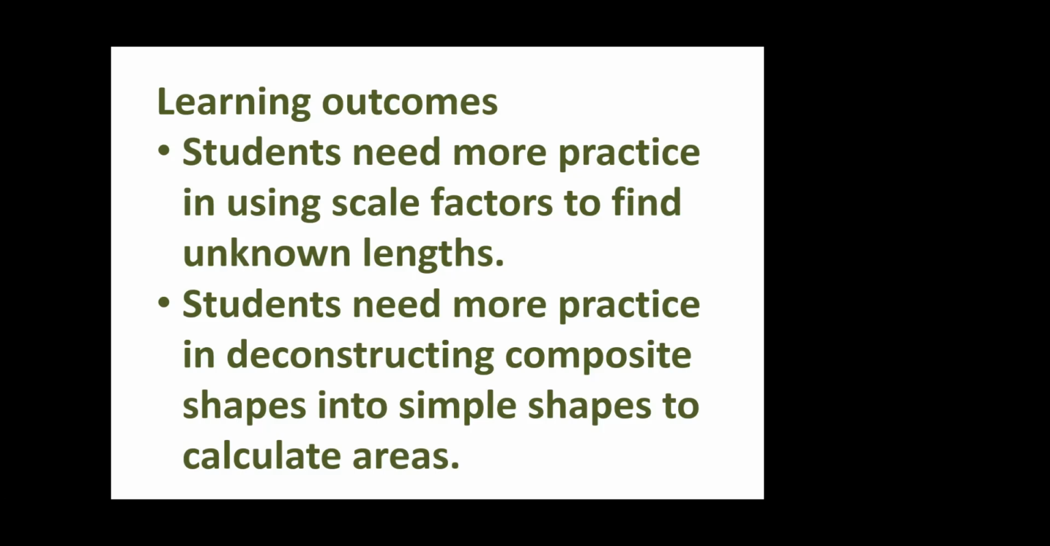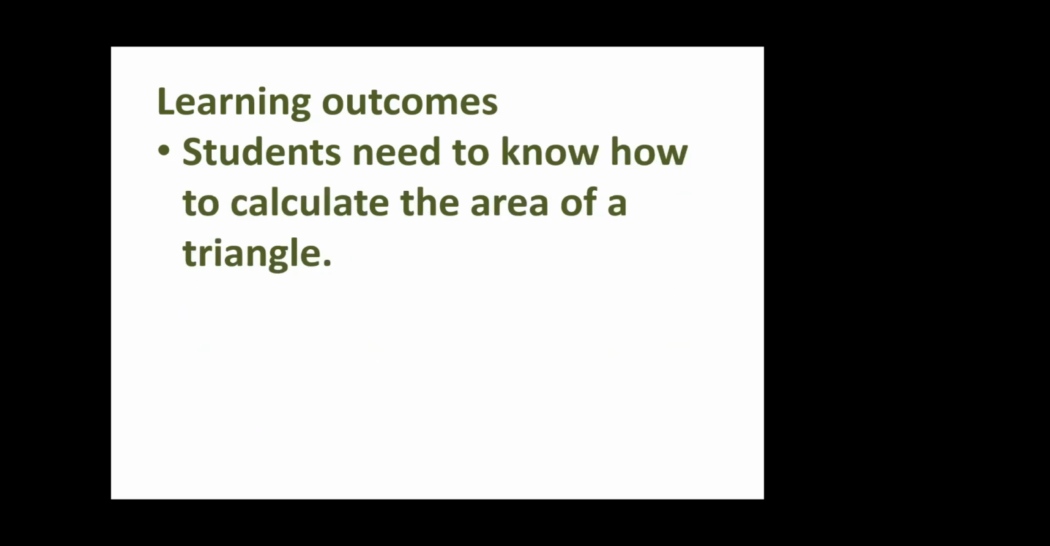They also need some more practice in deconstructing composite shapes, because that was part of the issue that they had in calculating the area. And students also need to know how to calculate the area of a triangle, especially when in this case, it had a line to show the dimension inside the triangle, and it makes it look like it's two triangles. They need to be able to deal with that situation.